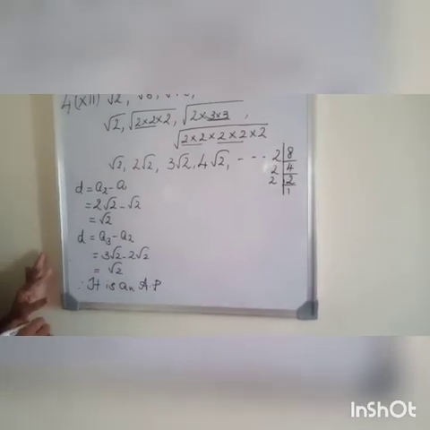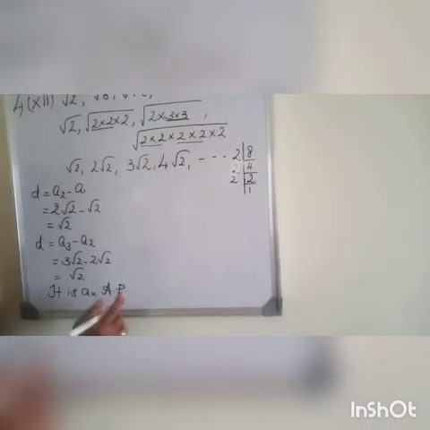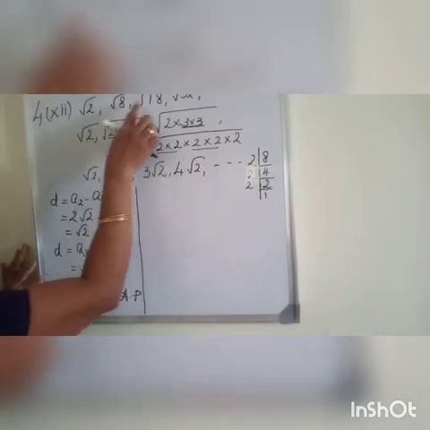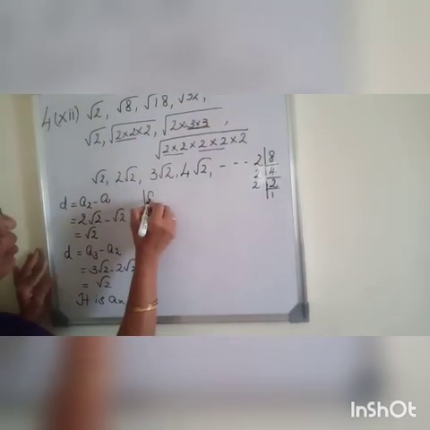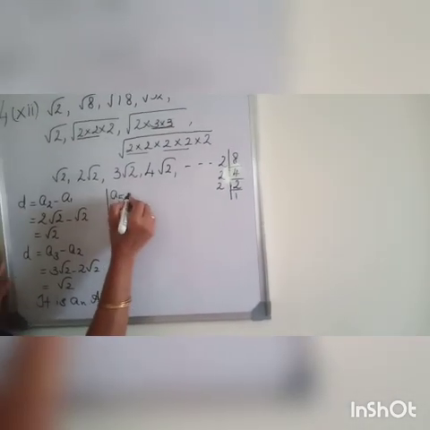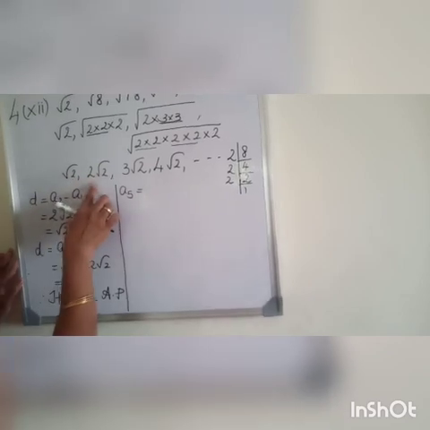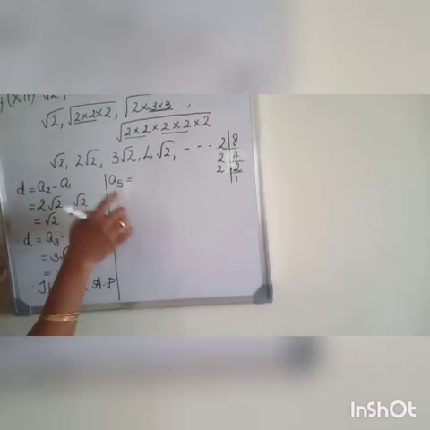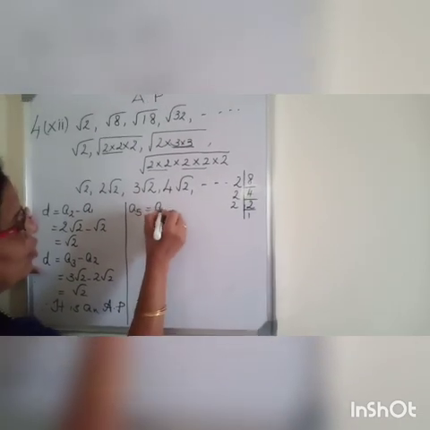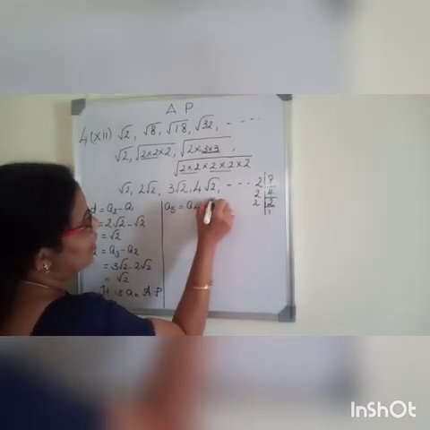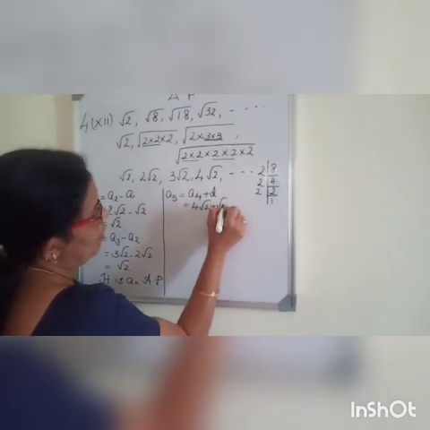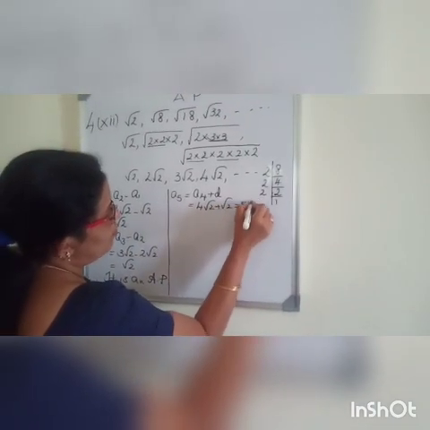It is an AP. Now we have to find out 3 more terms. To find 3 more terms, first, second, third, fourth, we have to find out the fifth term. If it is root 2, 2 root 2, 3 root 2, 4 root 2, the next term will be 5 root 2. So I will write it as fourth term plus common difference, that is 4 root 2 plus root 2. It is 5 root 2.